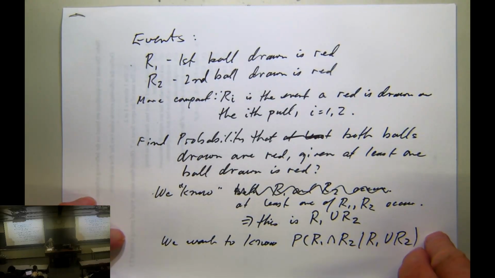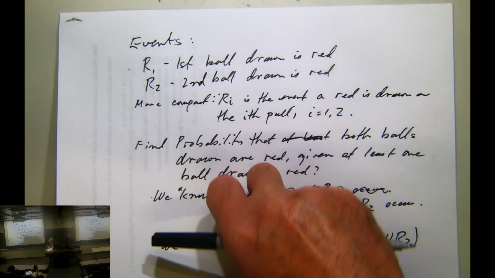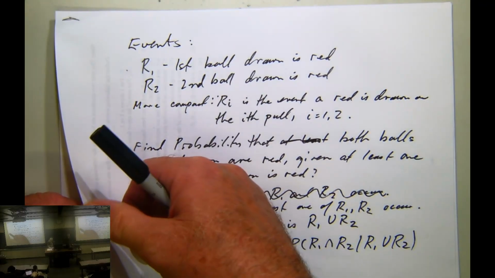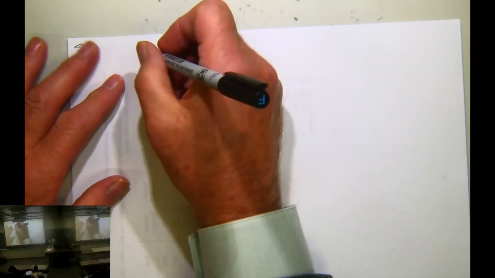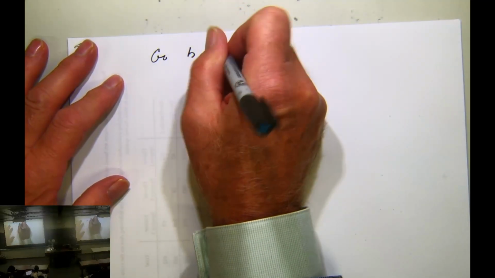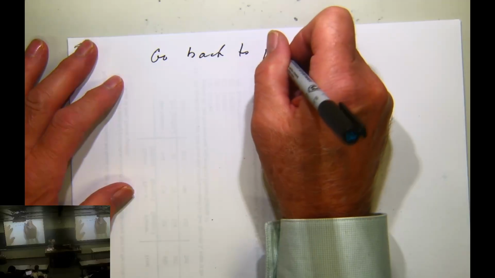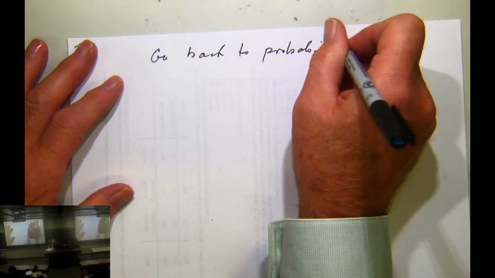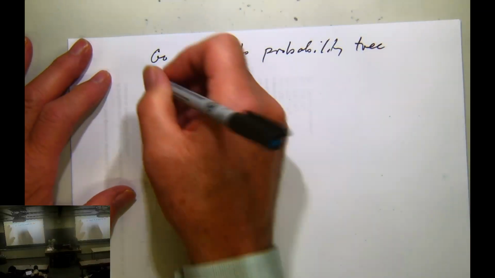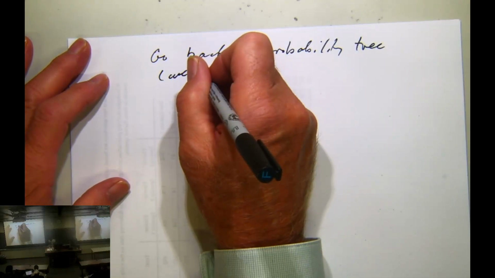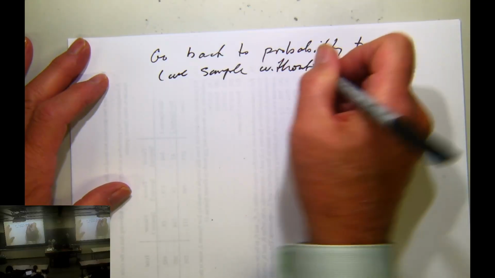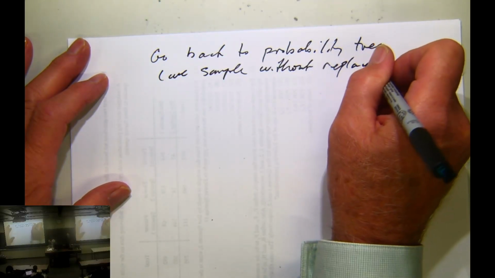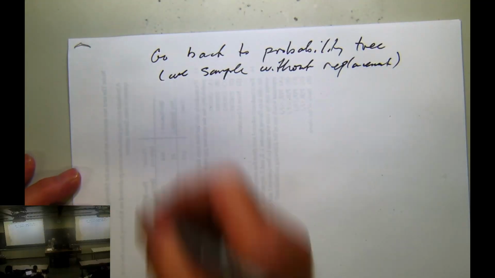Okay, so let's think about this in terms of our probability tree. We'll also take a look at it as a Venn diagram. We can do that as well. So going back to our probability tree, and we are sampling without replacement.